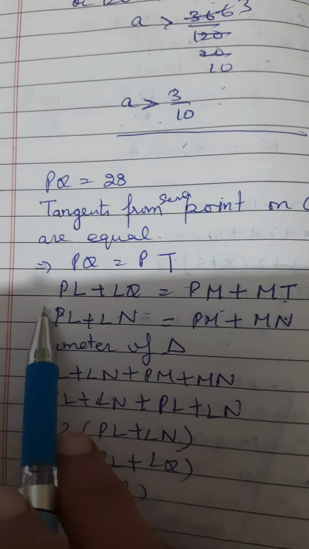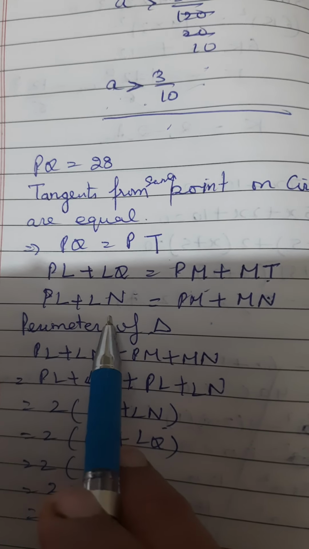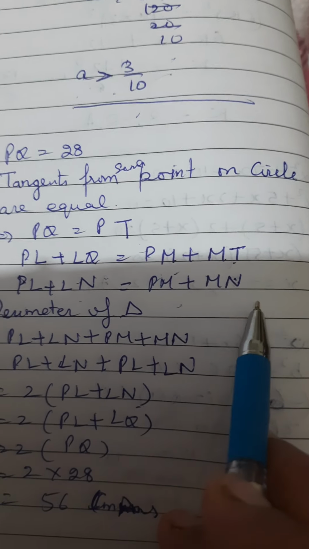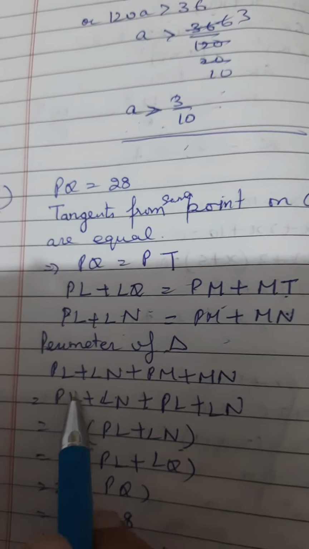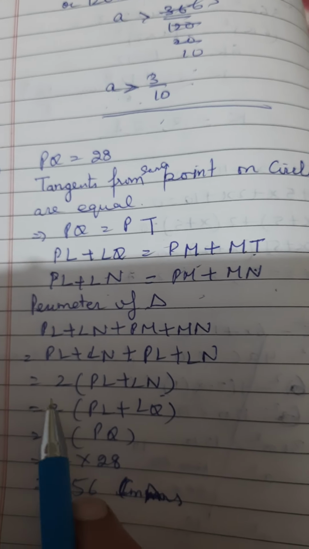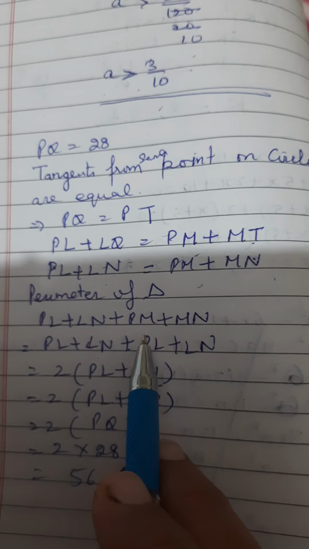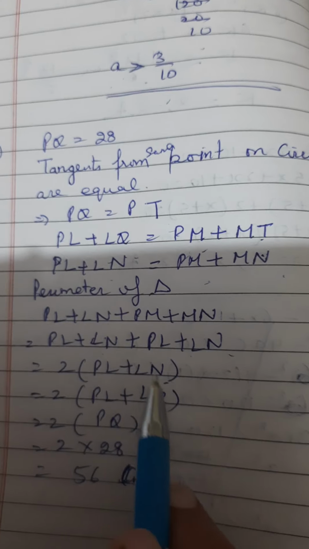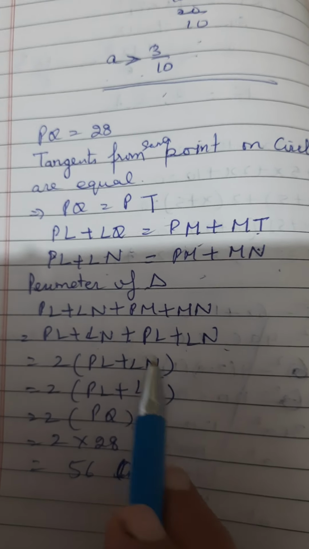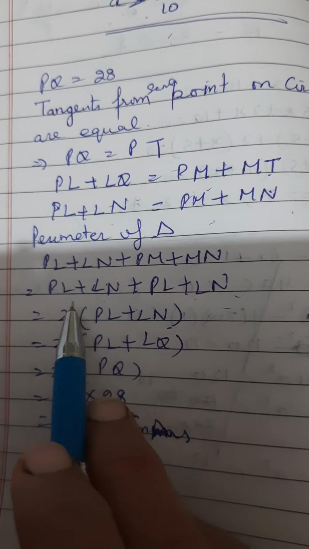Now LQ can also be written as LN and MT can be written as MN. Then PL plus LQ is PL plus LN and PM plus MT is PM plus MN. Now the perimeter of the triangle is PL plus LN plus MN plus PM. That is PL plus LN plus PL plus LN, because PM plus MN is equal to PL plus LN. It becomes twice of PL plus LN.